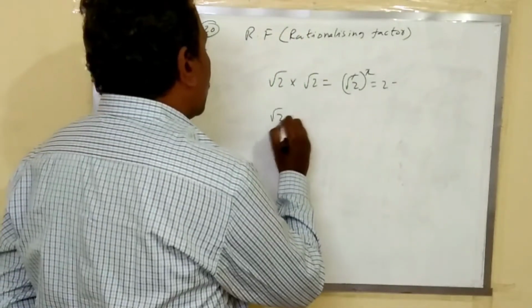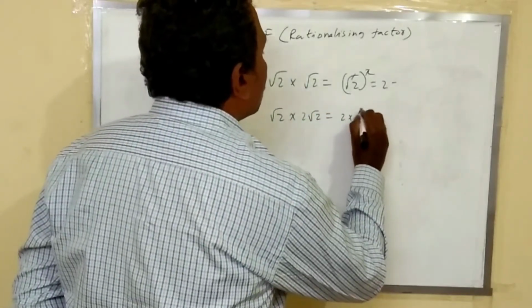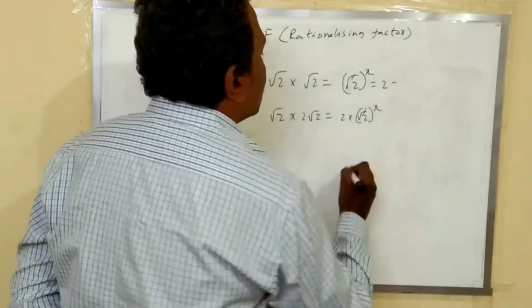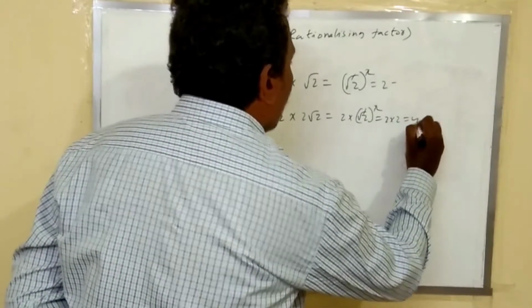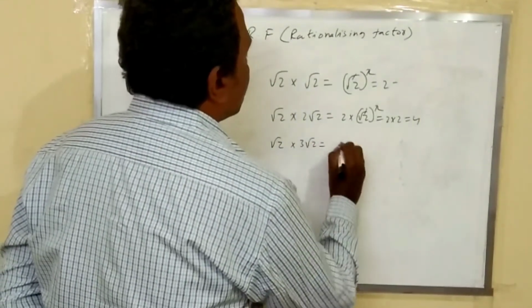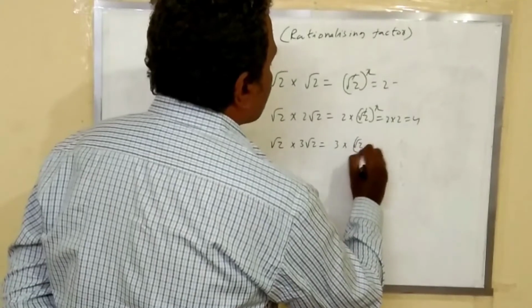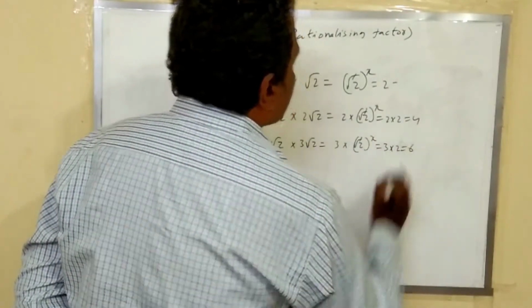In the same way, root 2 into 2 root 2 gives 2 into root 2 whole square. Square and root cancel, so 2 into 2 is equal to 4. Root 2 into 3 root 2 gives 3 into root 2 whole square, which is 3 into 2, equal to 6.